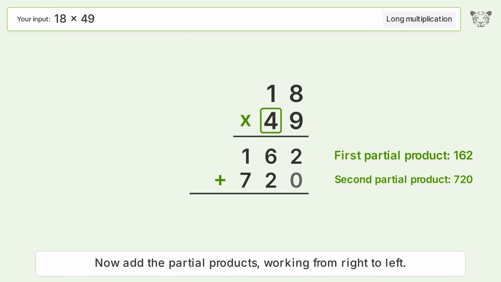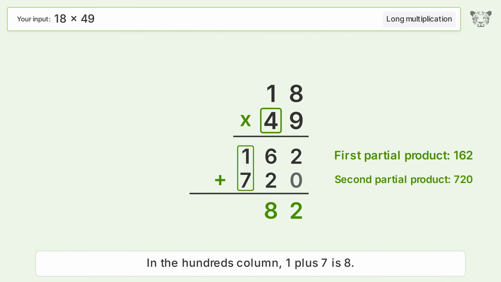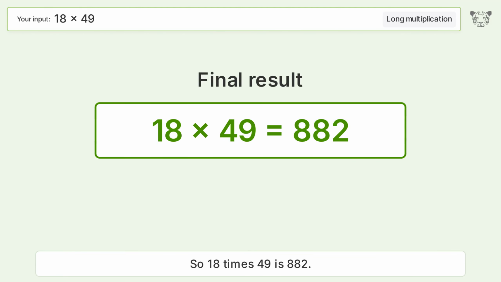Now add the partial products, working from right to left. In the ones column, 2 plus 0 is 2. In the tens column, 6 plus 2 is 8. In the hundreds column, 1 plus 7 is 8. The product of the whole numbers is 882. So 18 times 49 is 882.